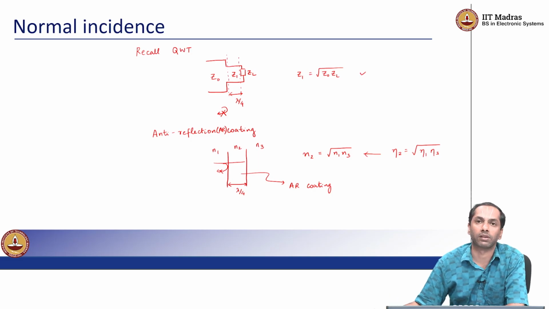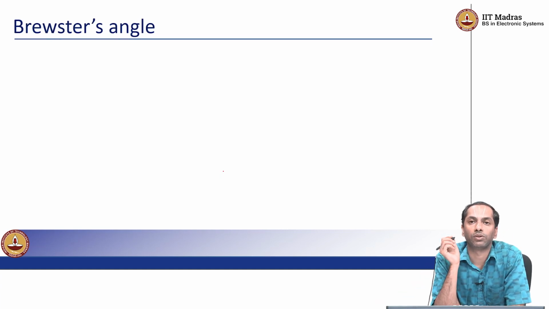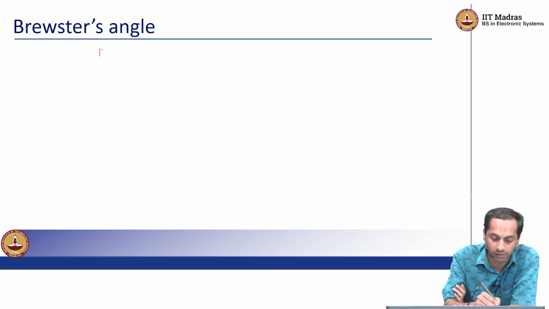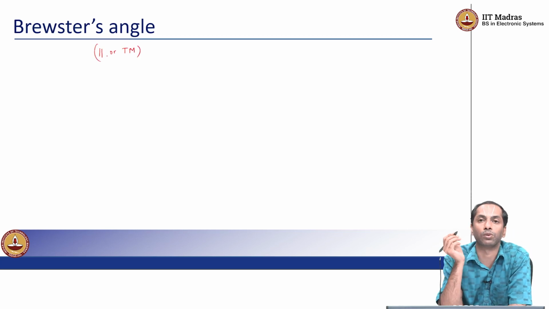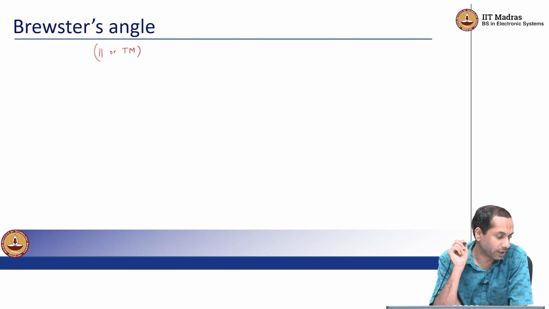Let's move to the next topic, which is Brewster's angle. Brewster's angle happens only for a very specific polarization. So it is parallel or TM. If you go back to the time instant where I showed the reflected and transmitted powers for the two kinds of polarization, there was only one particular polarization that showed zero reflection at some particular incident angle. So let us find out where this happens.